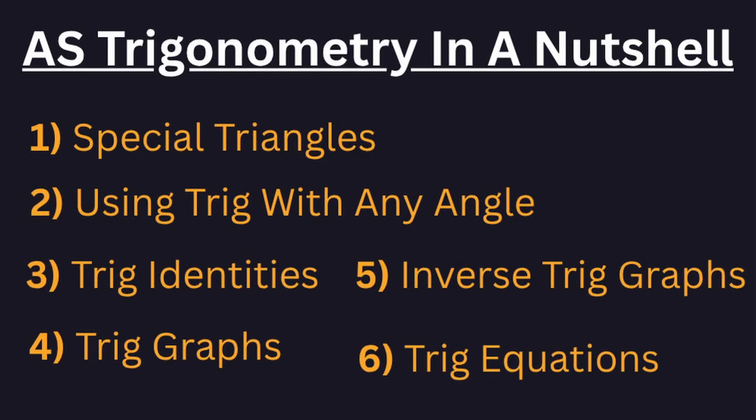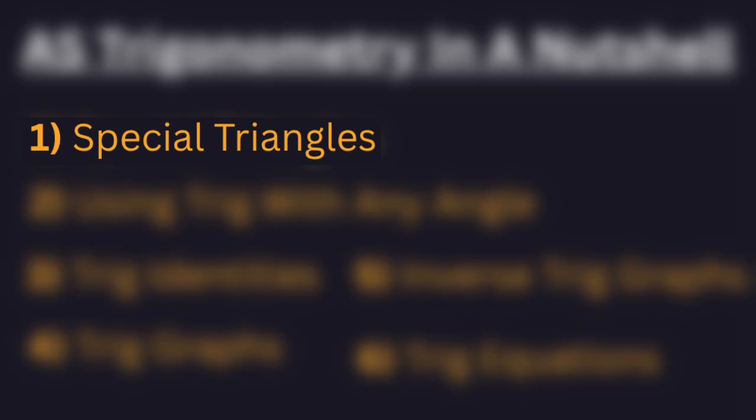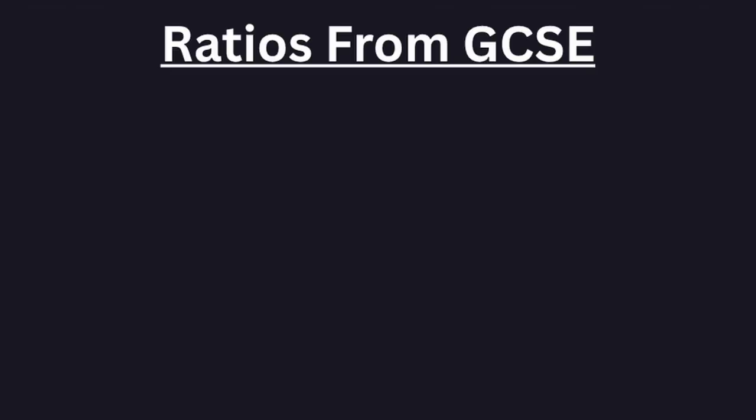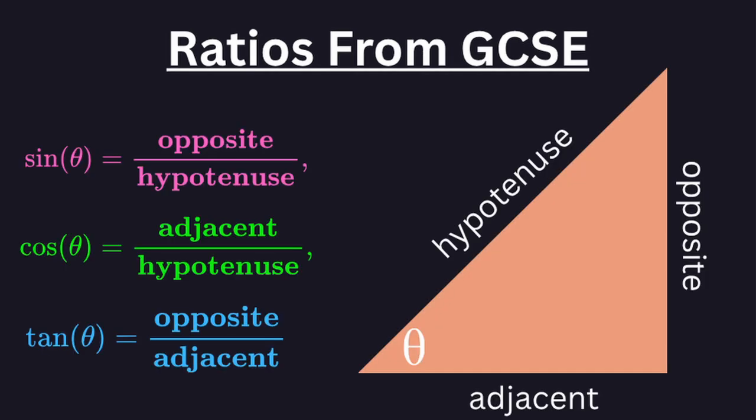Guys, so to start off here, we can break down all the trigonometry you need to know for the Pure 1 paper into 5 sections. Let's dive into section 1, special triangles. From GCSE level, you should already be aware of the following ratios, so I'm not going to go into too much further detail on that.